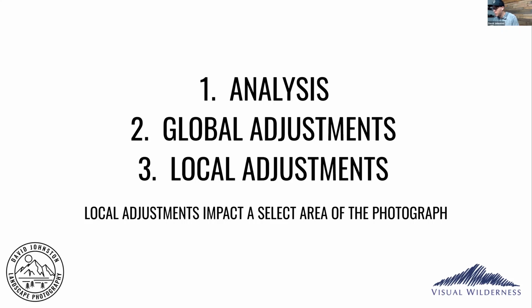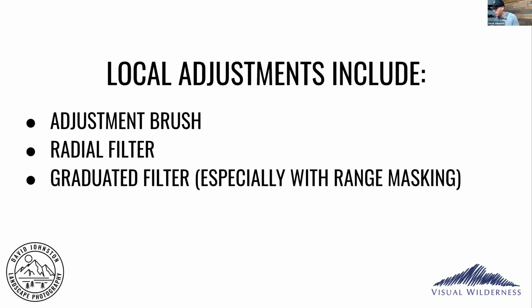I think a lot of people stop at number 2. When you move to number 3, that's when you start creating some really compelling work in your images, whether you want to just share those on social media or print them and put them on your wall, or if you want to move into doing something like photography full time. And these local adjustments are impacting just a very select area of the photograph when you start using those. So what are some tools that local adjustments are and include?